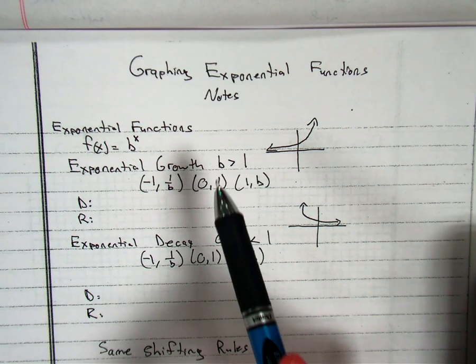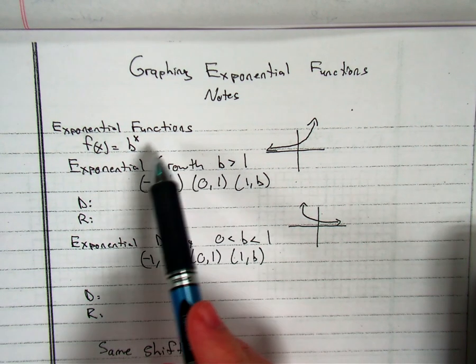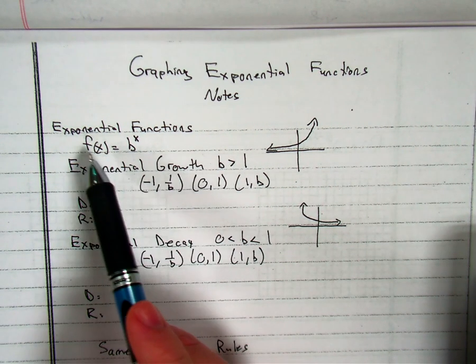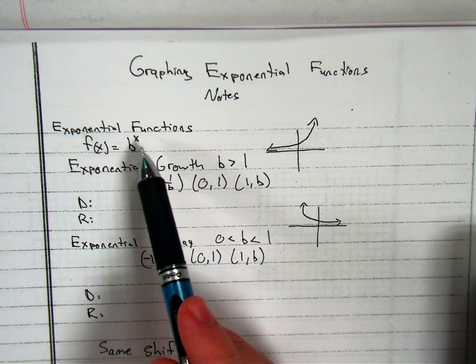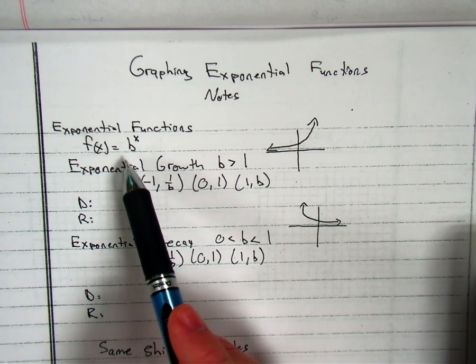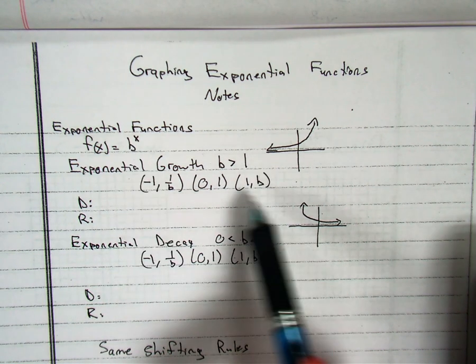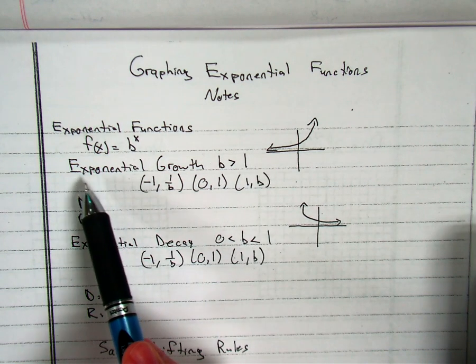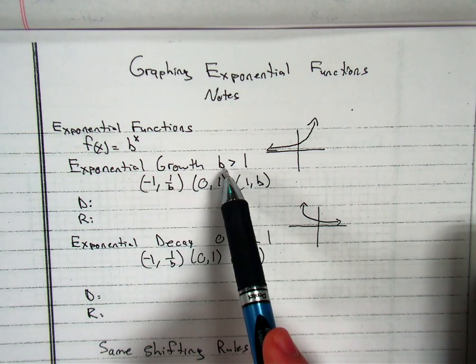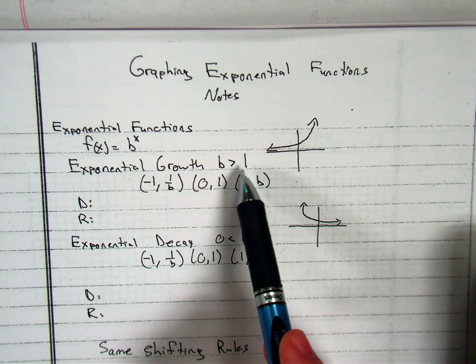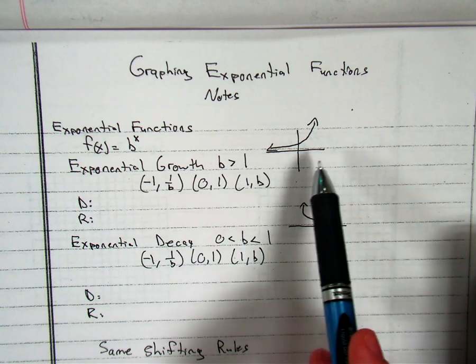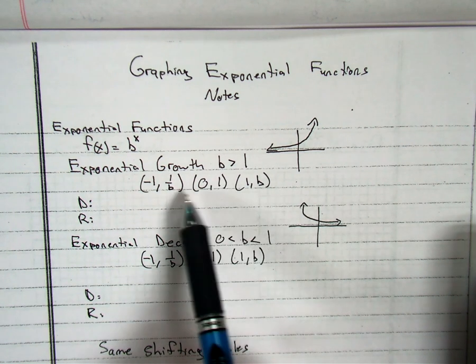Okay, here's our base function for exponential equations. It's called an exponential equation because the x is in the exponent. So we're going to have some base number to an exponent. It's going to look like exponential growth if that base number is bigger than 1, like 2, 3, 4 to a power, and we'll always follow this pattern.